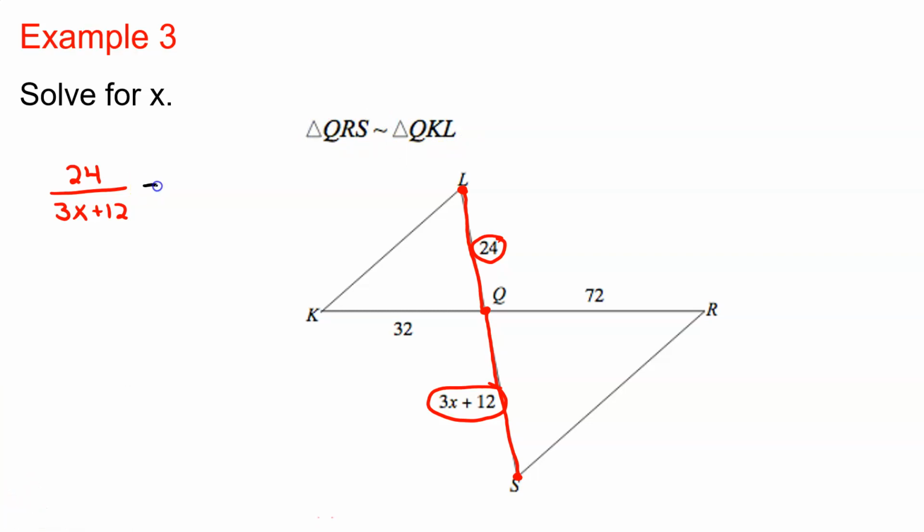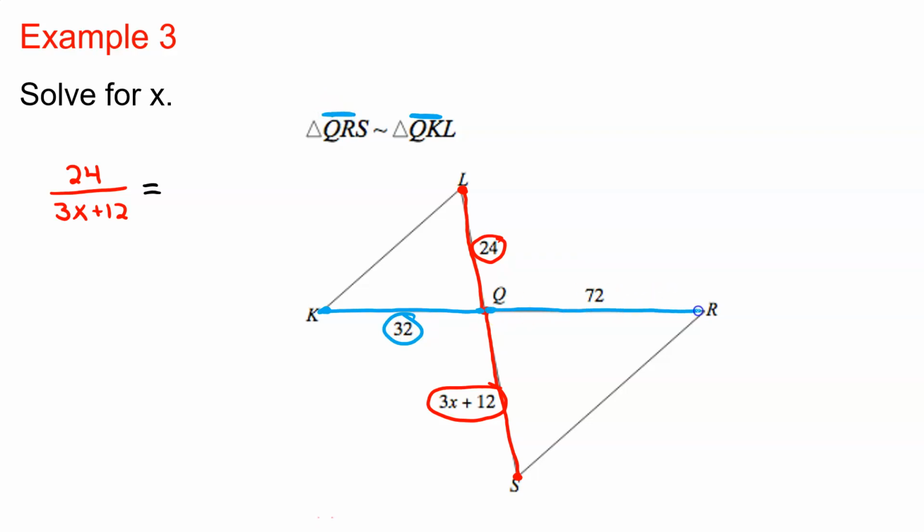This is now equal to, well, let's take a look at this side here, from K to Q. Right, so from K to Q, using the first 2 letters, K and Q, that's 32. Who does it match up with? Q and R.